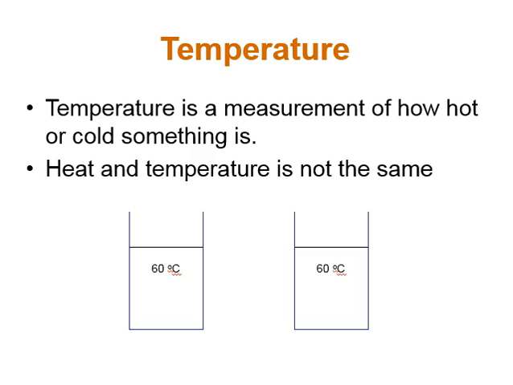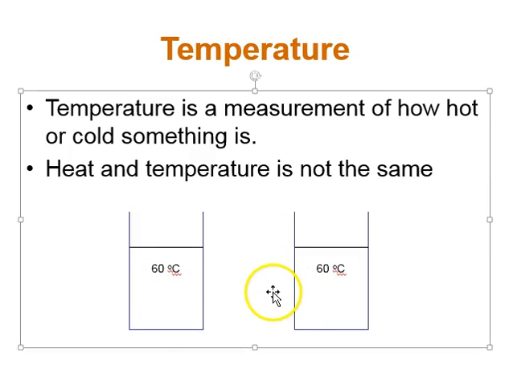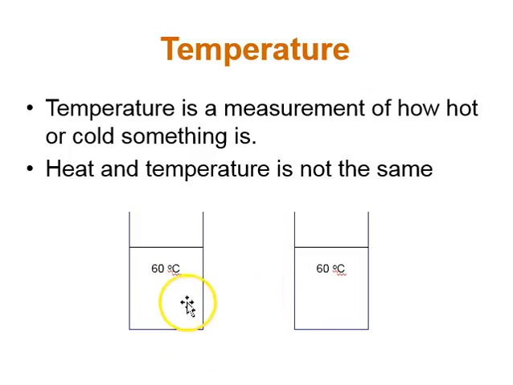Next, we also know that temperature is a measurement of how hot or cold something is. But remember that we also learned that heat and temperature are not the same. We'll spend some time here explaining, as a form of revision. You can see that, for example, there are two containers here, two cups. Both of them are containing water at 60 degrees Celsius.